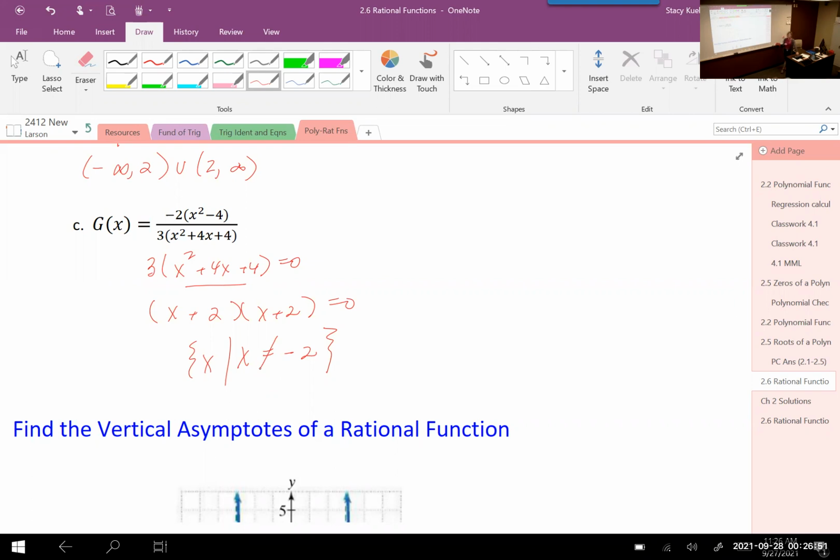Domains are about what numbers are allowed for input for me to be able to get an output on the function. And if the input causes problems like a 0 in the denominator, then we can't use that number. That's what domains are about. All right? Questions?